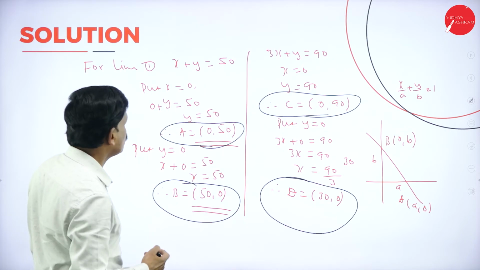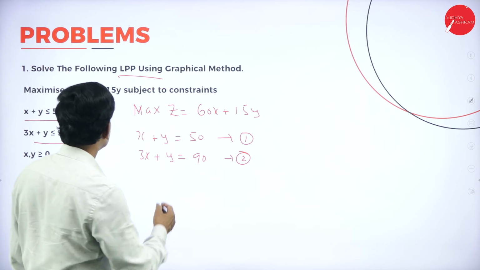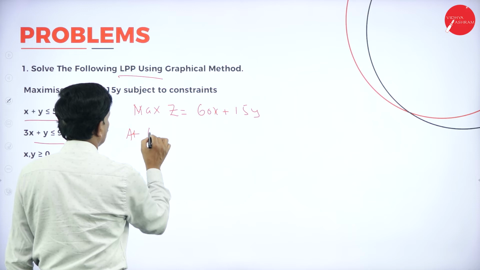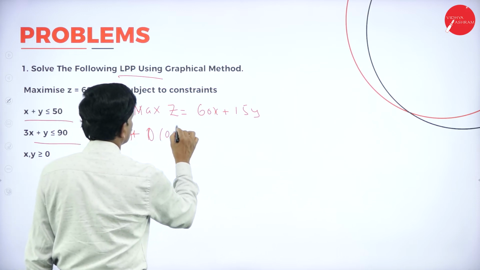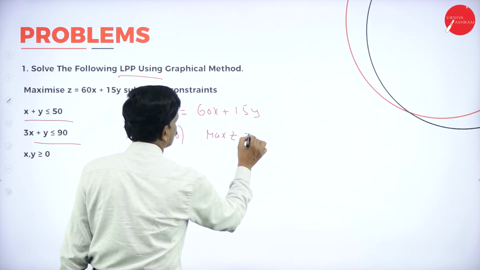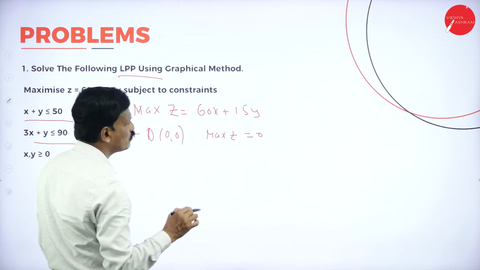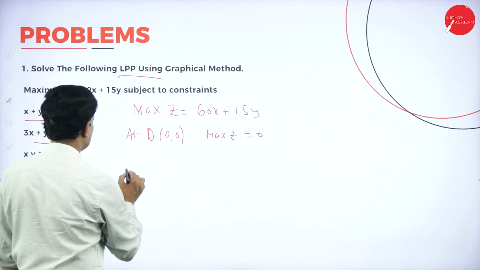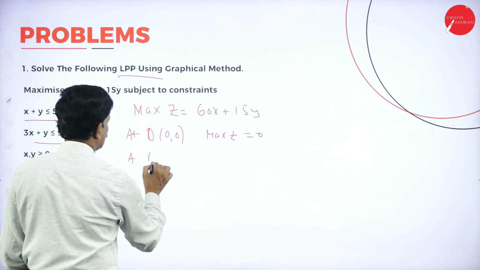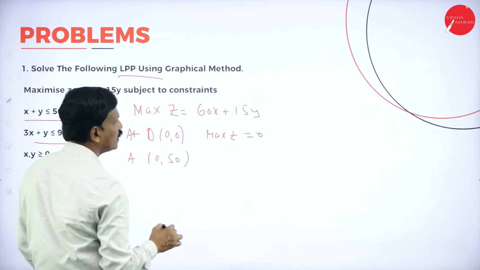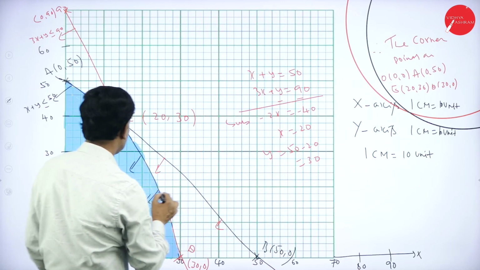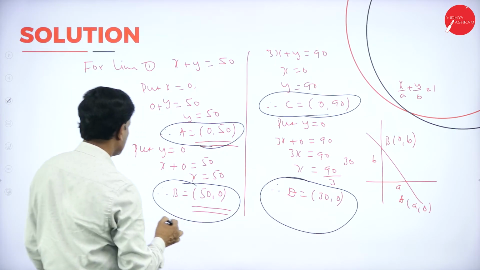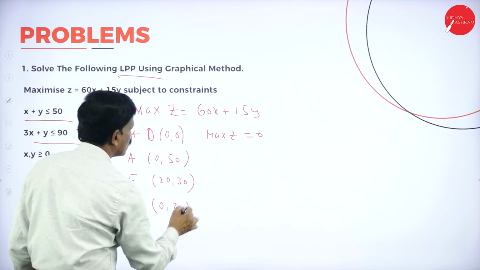I will come to the previous page. I will substitute in this equation. Now at the first point O 0, comma 0, max z is equal to 0. At the second point, A 0, comma 50, and again another point, E 20, comma 30, and another point D. What is the other point? D 30, comma 0. Let us check what you will get.